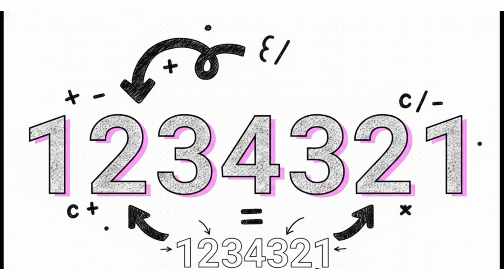Now, a massive palindrome like 1,234,321 is instantly obvious to us, right? It reads the exact same forwards and backwards. But again, C++ doesn't have human intuition. It needs strict mathematical proof to confirm this. So how do we prove it? Well, we reverse the entire number and check if it perfectly matches the original input.